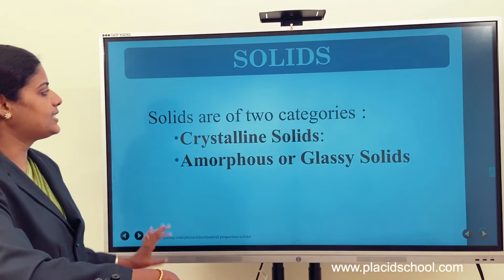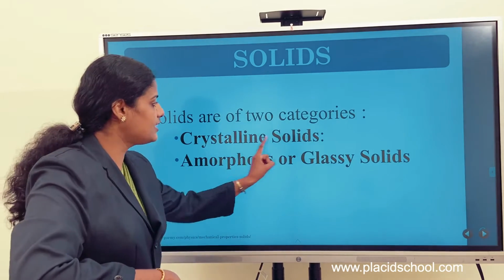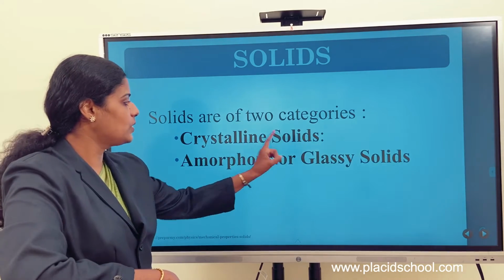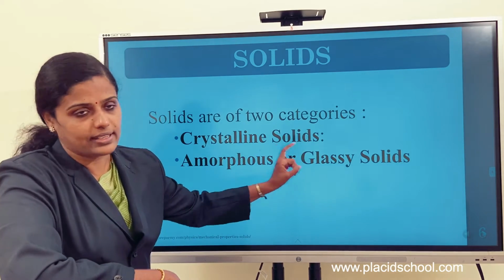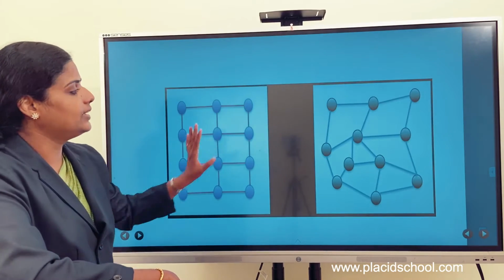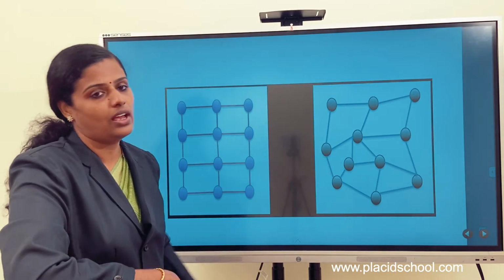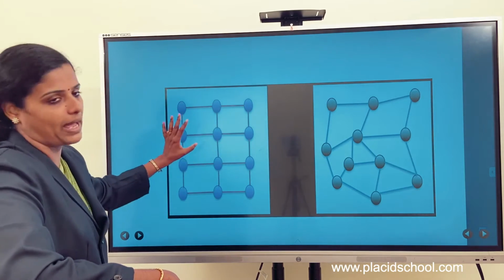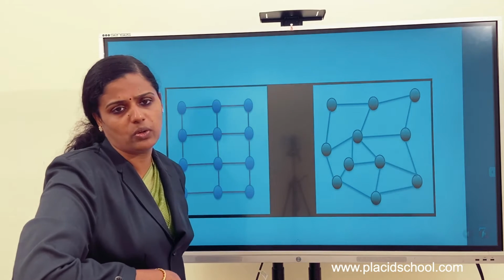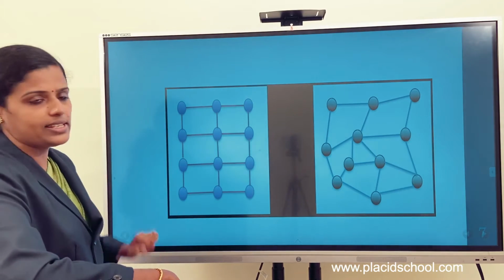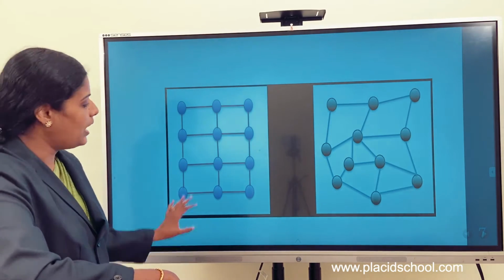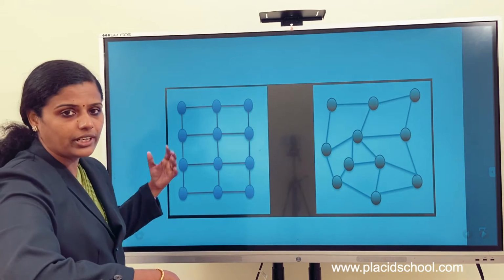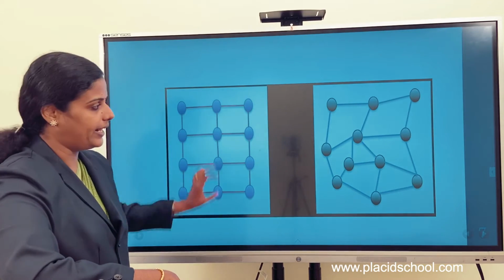Then coming to solids, they can be classified as crystalline solids and amorphous or glassy solids. These are the differences between crystalline solids and amorphous solids. Here there is a regular pattern, but here the pattern is not regular. And this one is anisotropic. Anisotropic means the thermal or electrical properties or the refractive index are different in different directions.